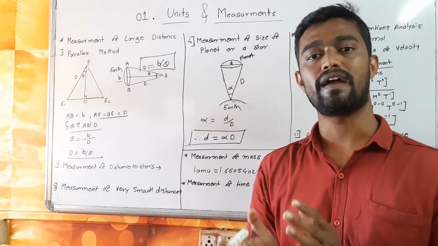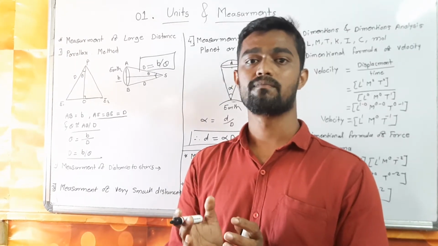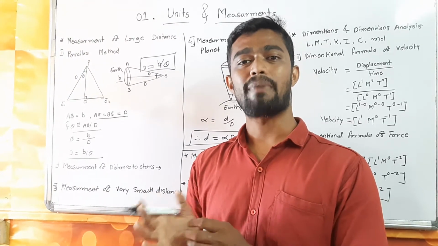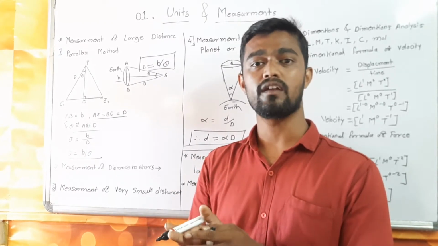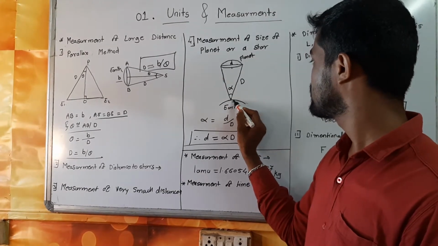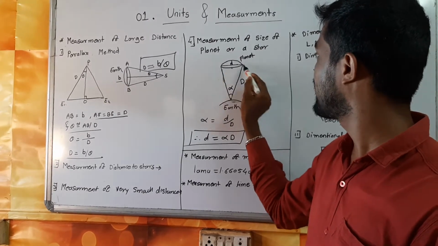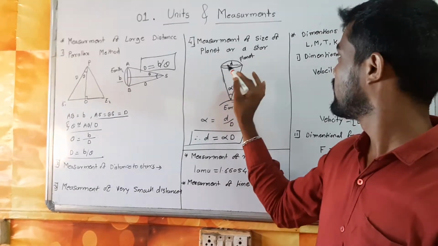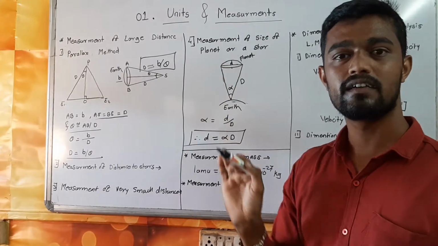Okay. The fourth point is measurement of size of a planet or a star. Now we want to find the size of a planet or star. We use the same parallax method, but this time we take a single point on Earth and two points on the planet. The distance between the two points on the planet is defined as small d.